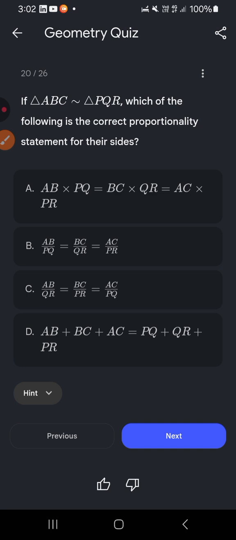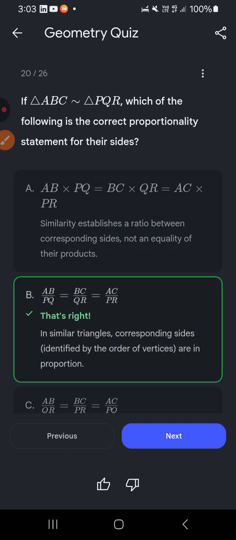If triangle ABC is similar to triangle PQR, which of the following is the correct proportionality statement for their sides? Correct answer is B. AB upon PQ is equal to BC upon QR is equal to AC upon PR. In similar triangles, corresponding sides are in proportion.